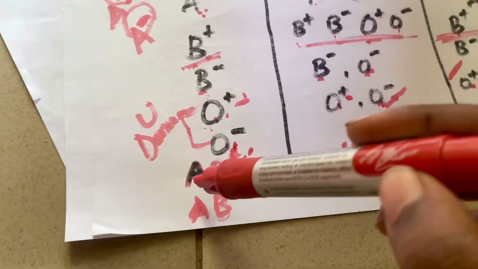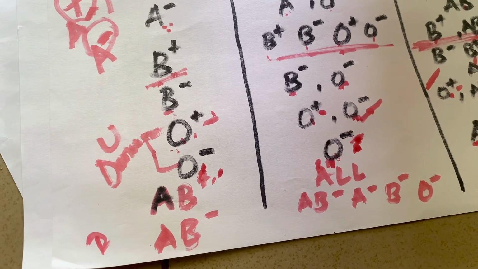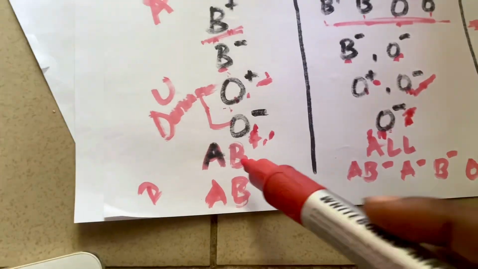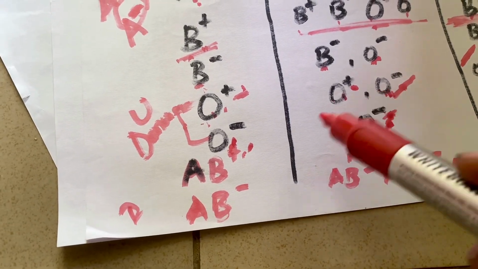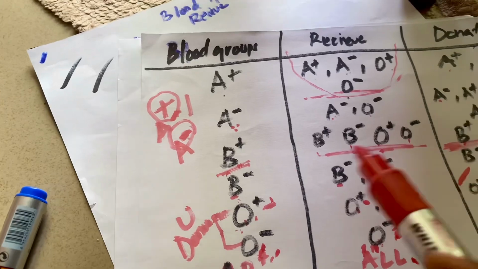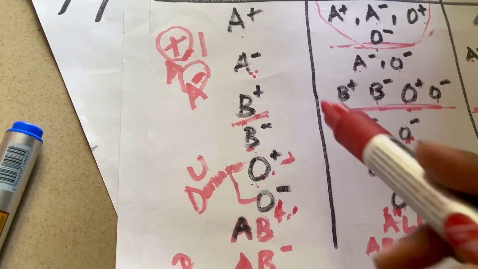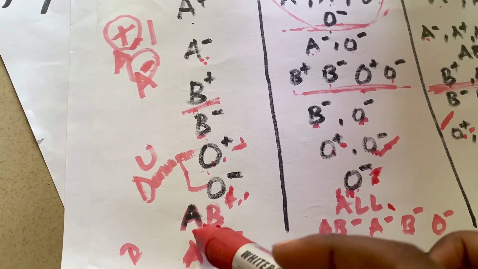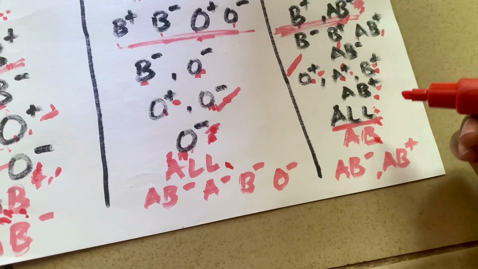Then we go to the AB. These ones are universal recipients because they can receive from all. However, they cannot give to all. AB positive receives from all, as I already mentioned. So everyone here, if you are A positive, A negative, B positive, B negative, can give to AB positive. However, this A positive can only donate to AB positive.